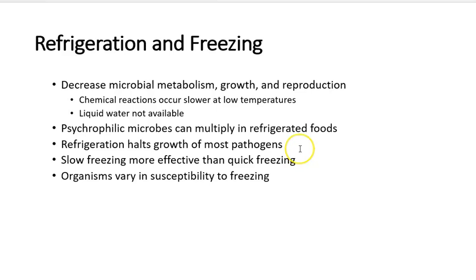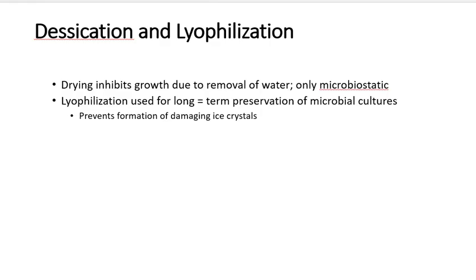So it does halt the growth of most pathogens, but organisms can grow. Slow freezing is more effective than quick freezing because of the way it affects the water in the cells. And organisms will vary in their susceptibility to freezing. You have to be aware of the organisms. But this is not something you guys generally have to worry about.